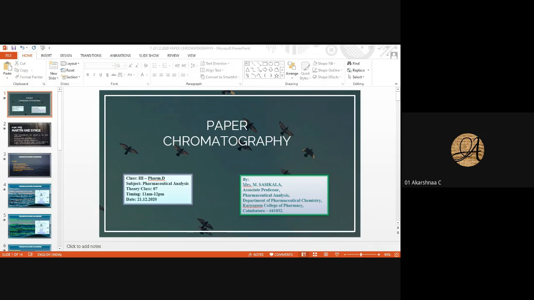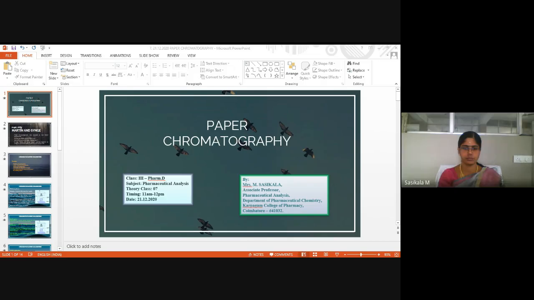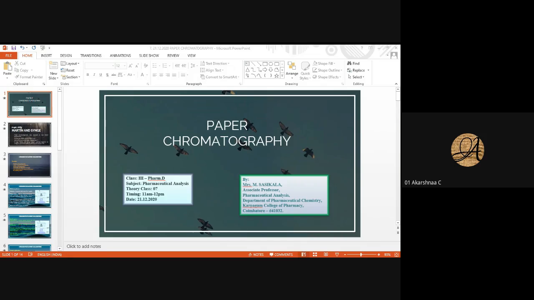In the 20th century, Michael Tswett introduced column adsorption chromatography and isolated plant pigments using calcium carbonate as adsorbent. Martin and Synge introduced column partition chromatography and separated chemicals with slight differences in partition coefficient between the liquid solvents. Same in the 20th century.